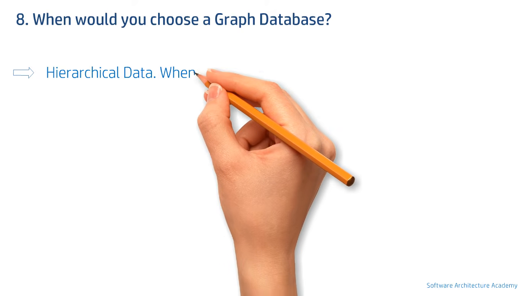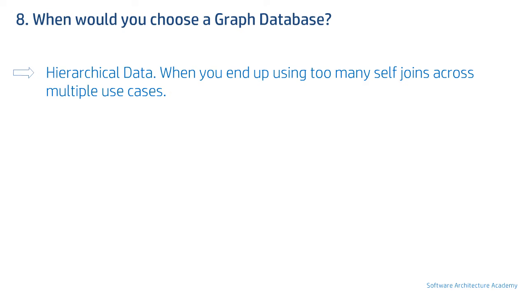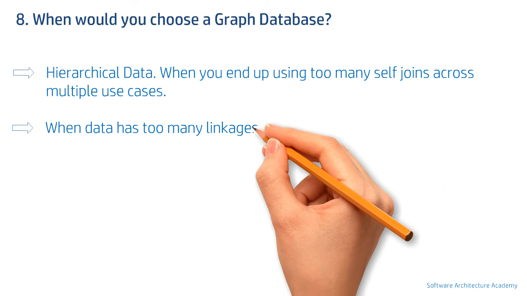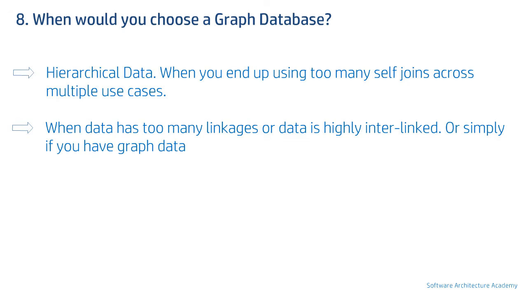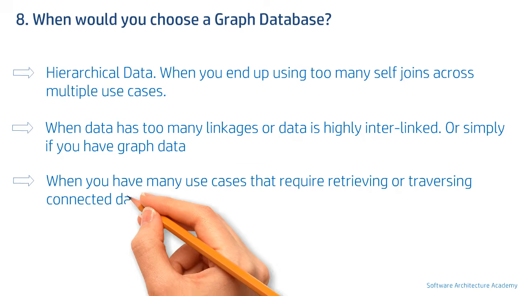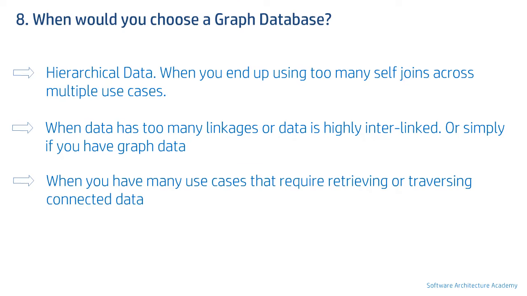So, one would typically choose a graph database if you have hierarchical data and multiple use cases requiring multiple self joins. Too many self joins would slow down the system, hence a graph storage is recommended for such type of data. Second, if your data is so highly interlinked that it's difficult to find patterns with just SQL queries, graph databases come to the rescue. Third, if your use cases require retrieving or traversing extensively. Typically, queries will fail here, hence a graph database is recommended.